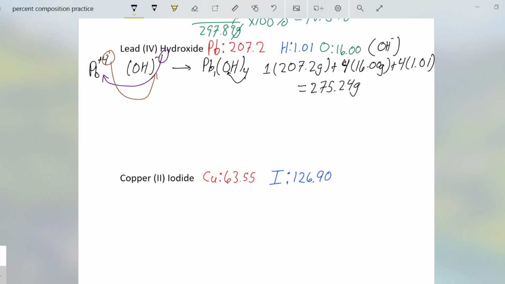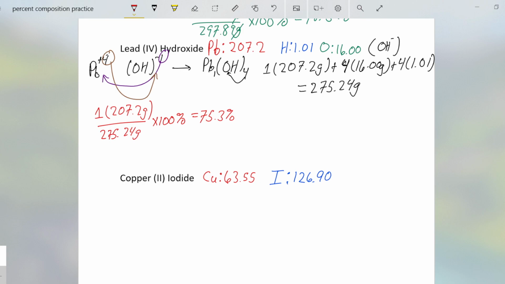grams. And then I can calculate the percent composition of lead. That would be taking the number of lead atoms in the molecule, 1, and multiplying that by the mass, 207.2 grams. Divide that by the molar mass of 275.24 grams, and then multiply by 100 to make it a percentage. I get that this is about 75.3%. So this lead-4 hydroxide, about 75% of it is the lead.